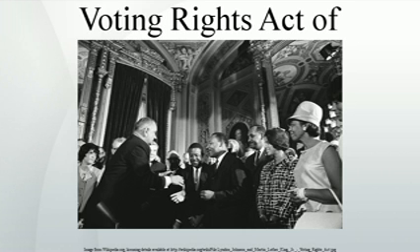Although Democrats held two-thirds of the seats in both chambers of Congress after the 1964 elections, Johnson worried that Southern Democrats would filibuster the legislation, and therefore he enlisted Dirksen to help gain Republican support.